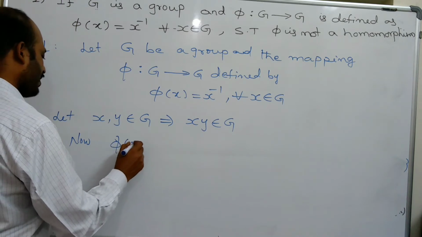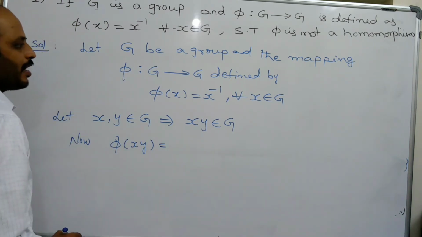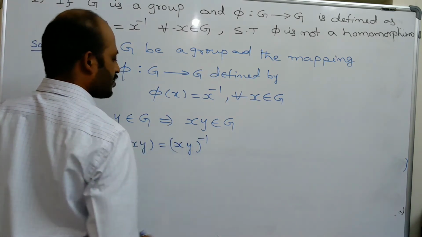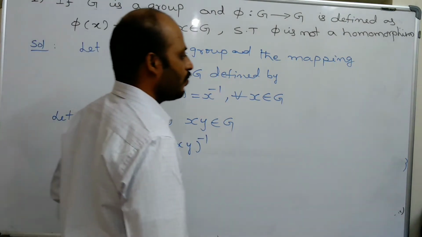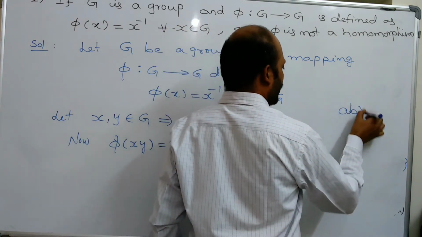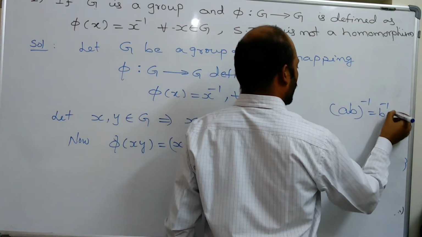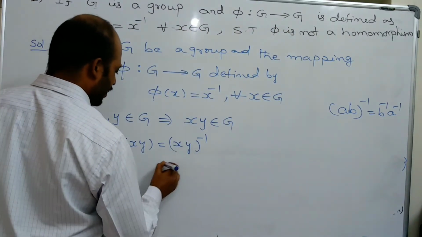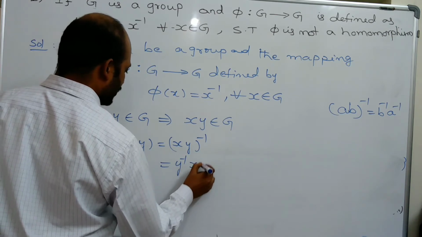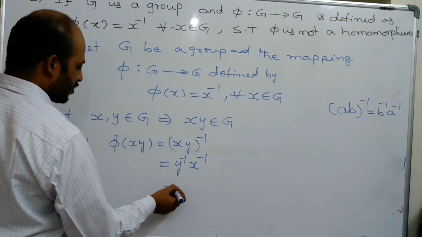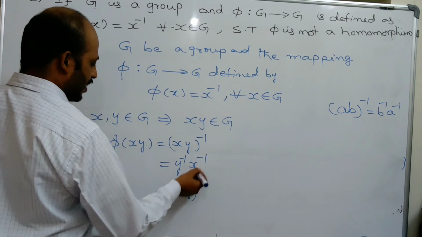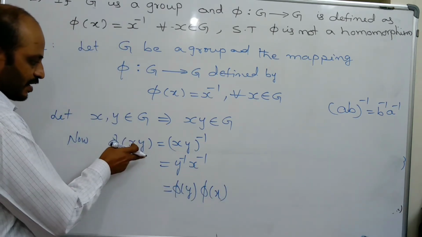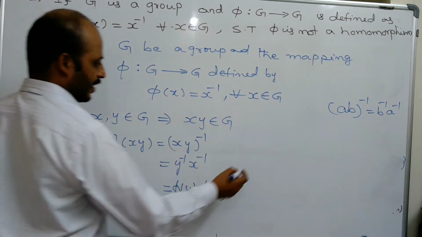Now pi of xy is equals to (xy) whole inverse. We learn a theorem in group theory: (AB) whole inverse is equals to B inverse into A inverse. By applying that, here it can be written as y inverse into x inverse. What is y inverse? Pi of y. What is x inverse? Pi of x. You observe that pi of xy is equals to pi of y into pi of x.